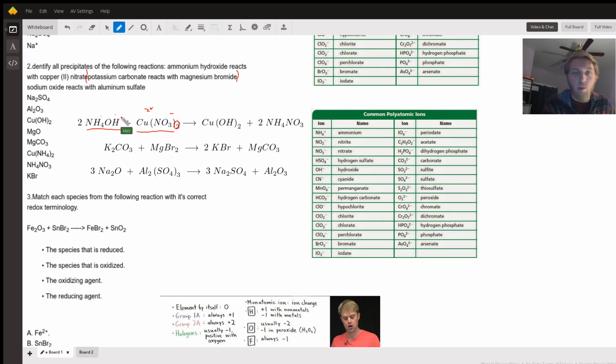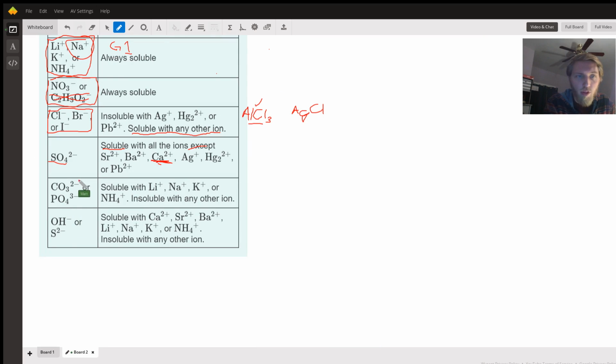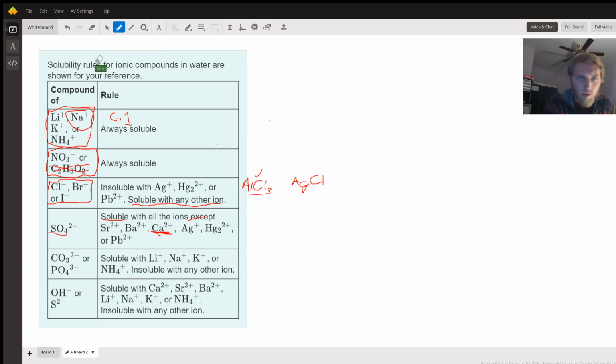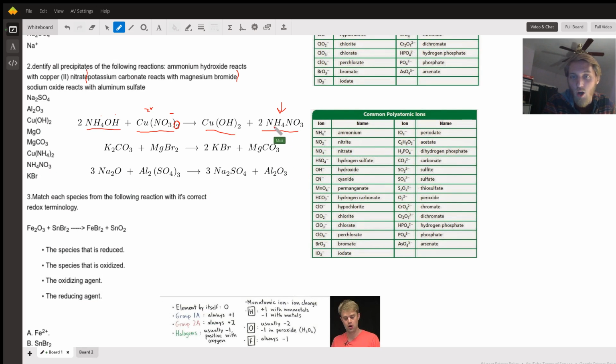Now the double replacement will go the same way. The negative and the positives will flip. So now I'll have copper 2 hydroxide and ammonium nitrate. Now this guy, ammonium nitrate, he follows both of my first 2 rules. Maybe I can clean this up a little real quick. Yeah. So I've got ammonium and nitrate both here. These guys are both always soluble. So that means this is going to be aqueous.